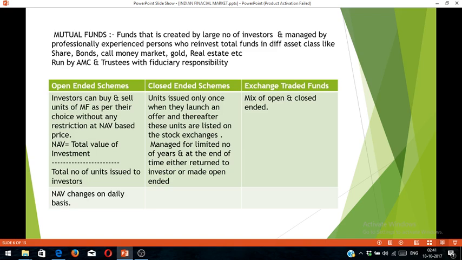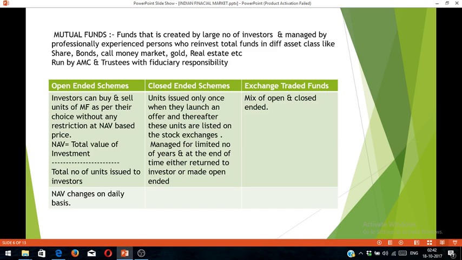Suppose you are investing lakhs, crores of rupees in mutual funds. So the persons who are holding that money have some responsibility. These persons are called trustees, and they are part of the asset management companies. So this is the preliminary idea of mutual funds: if you have excess funds, you can invest them, and those funds will be further managed by professionally experienced persons in different sectors, and you will get whatever return after some specified time.